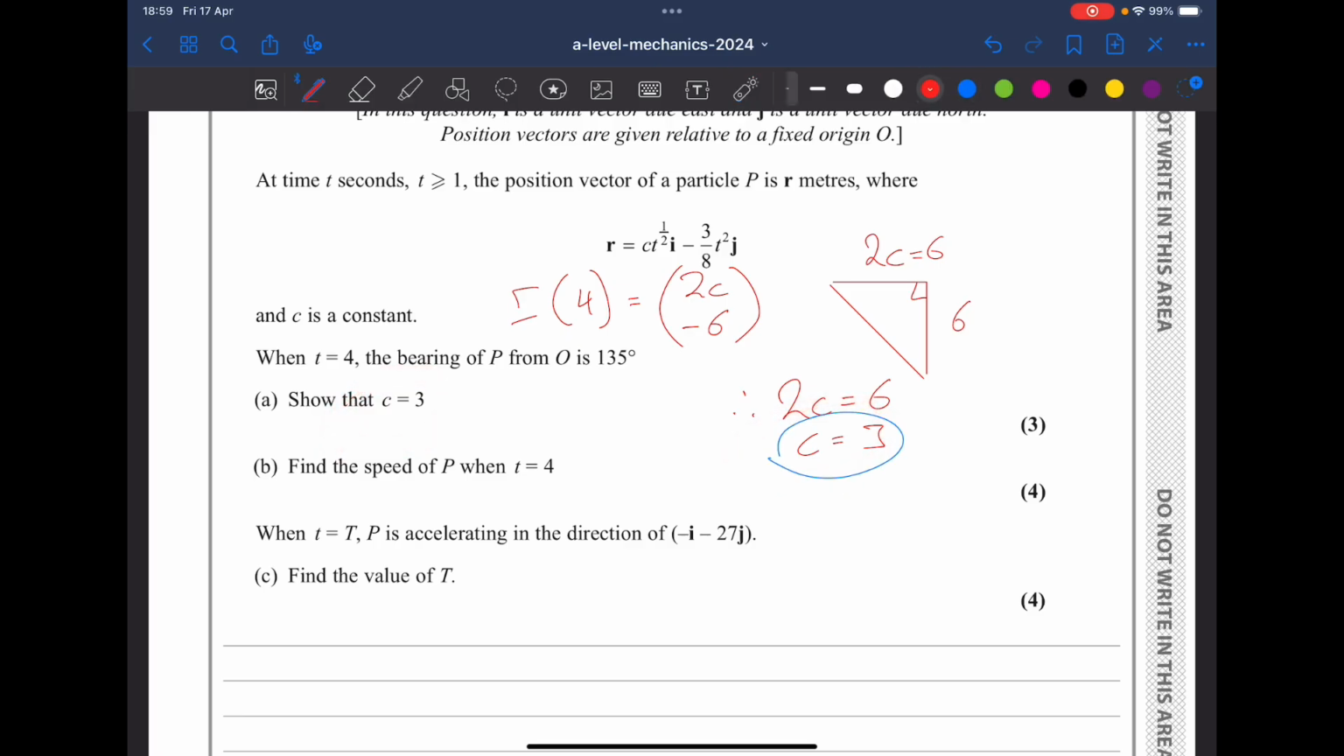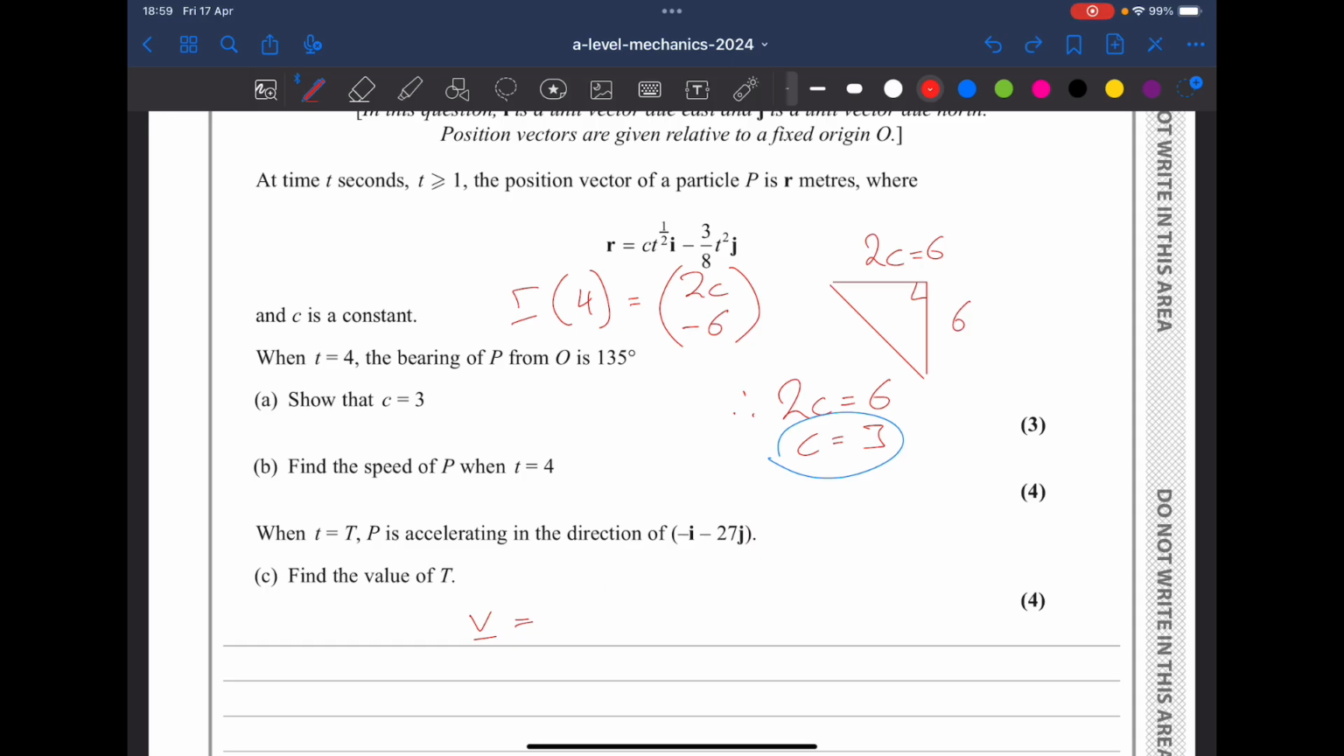Part B then. Find the speed when t is 4. So speed, we get that by differentiating the position. Think speed, meters per second, here meters. So you need to divide this by seconds. Well, not really divide, but differentiate with respect to t. So we've got the C is 3 as well. So 3t to the half. Differentiating that, we're going to have 3 over 2.